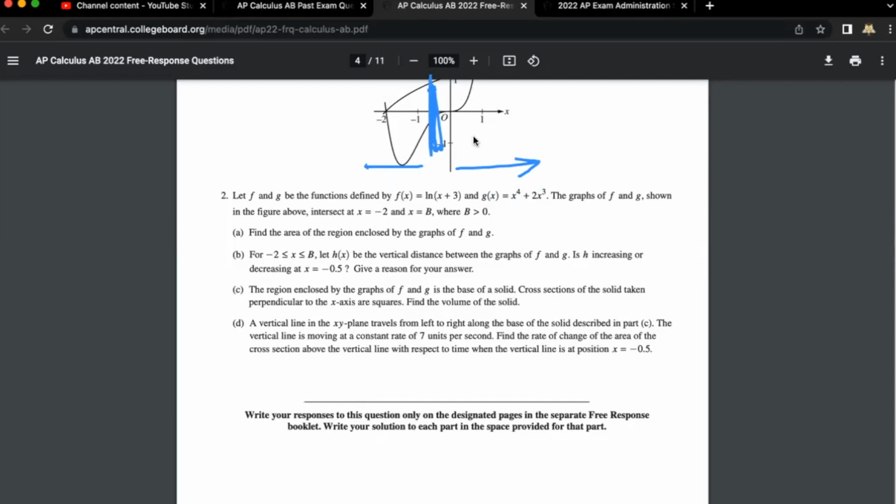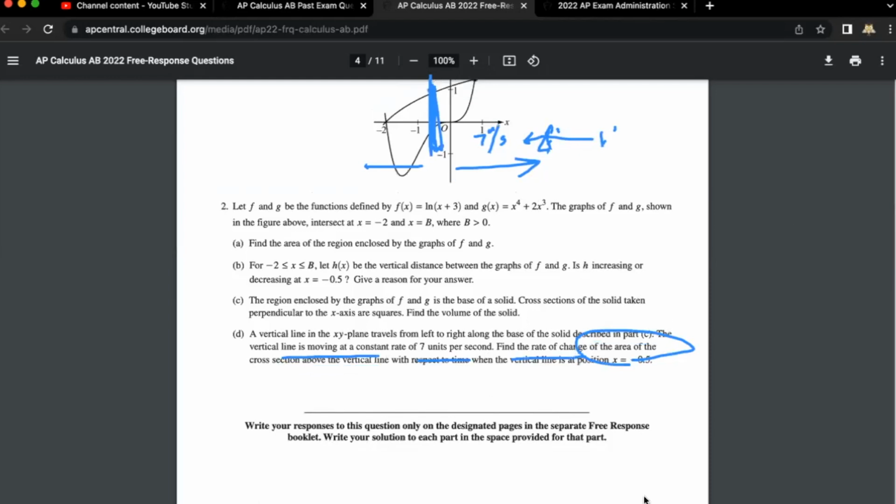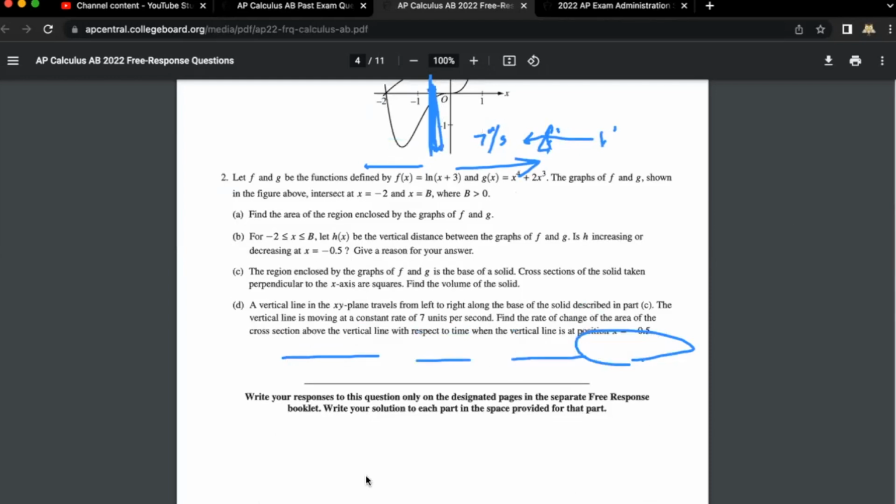7 units per second. That's a rate, that's a derivative. Let's call that R prime, right? Rate of change of the area of the cross-section above the vertical line with respect to time when the vertical line is at position. Okay, wow, that's a lot. But keep in mind, we have all the information here that we need. We're sticking to this equation, right?